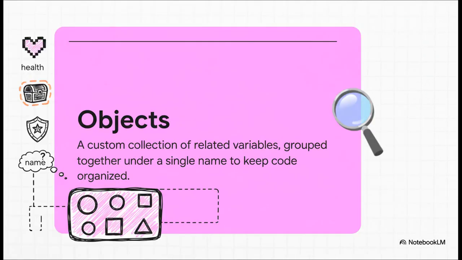And finally, we have O for objects. Okay, imagine your game character. They've got health, a name, a score, an inventory. That's a whole bunch of different variables.